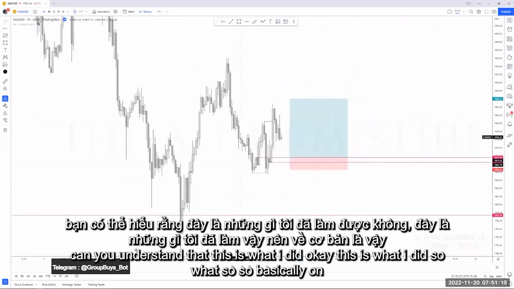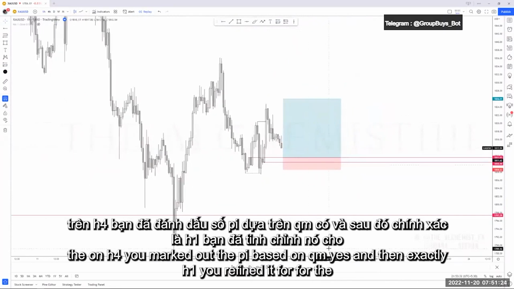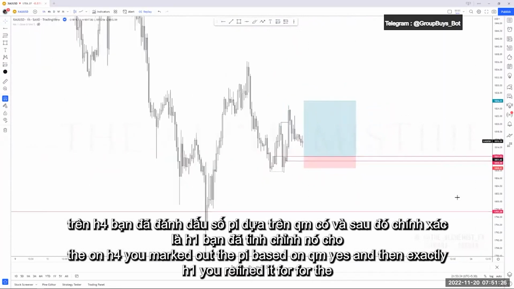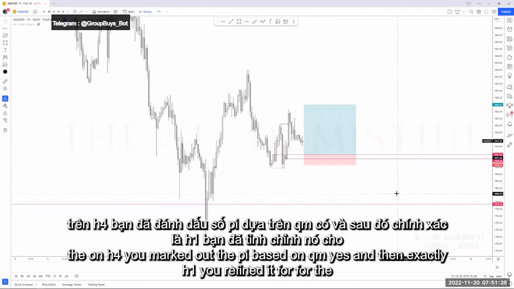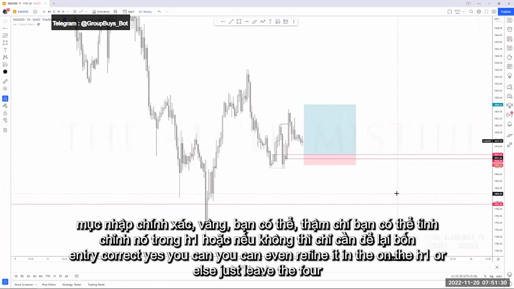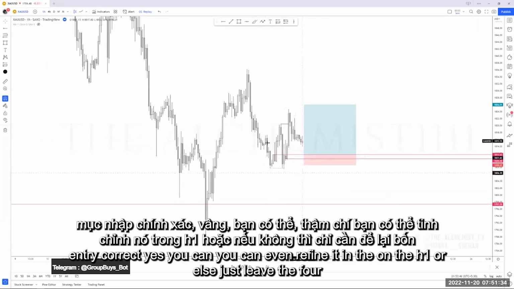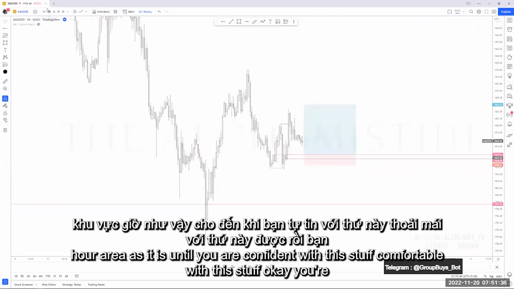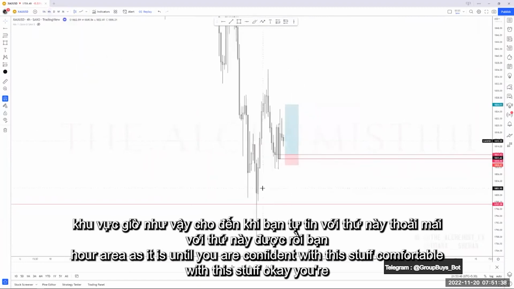Can you understand that? This is what I did. So basically on H4 you marked out the POI based on QM. Yes. And then H1 you refined it for the entry, correct? Yes, you can even refine it on the H1, or else just leave the 4-hour area as it is until you are confident and comfortable with this stuff.